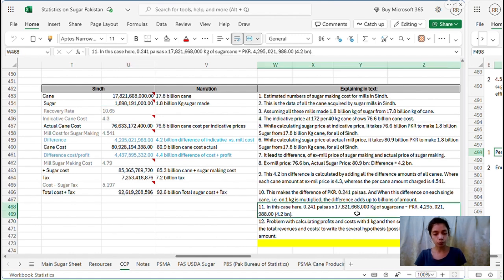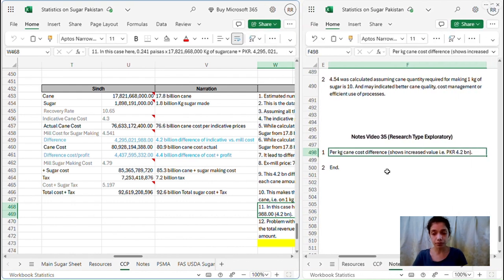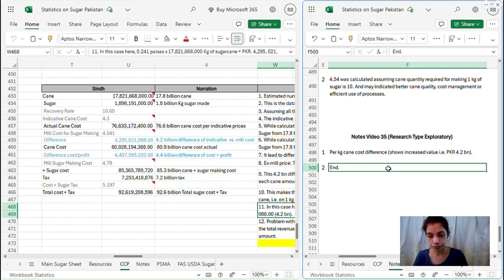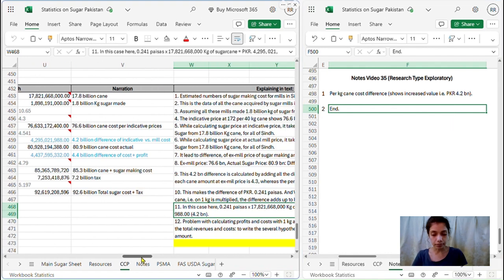So having robust historical data for all the mills, analyzing it, and forming research-based opinions, frameworks and procedures, including policies, you will achieve better results in terms of the output you see in your economy, the agriculture economy. The point I wanted to read here: the per kg cane cost difference shows an increased value, that is PKR 4.2 billion, which we have just discussed.